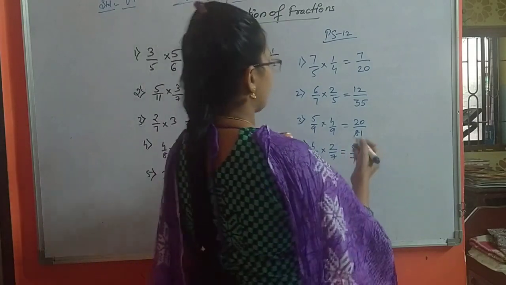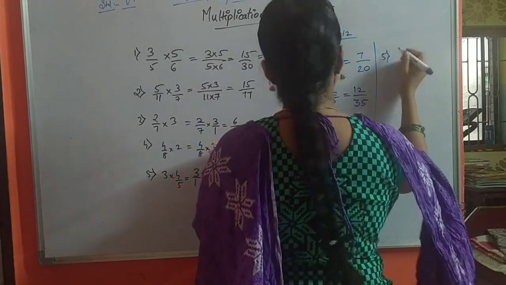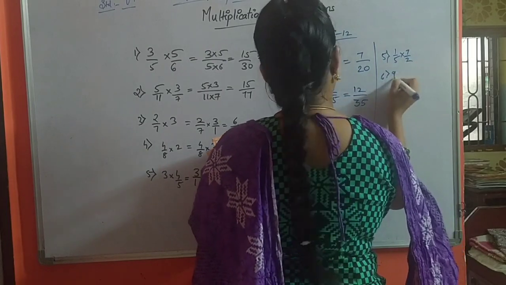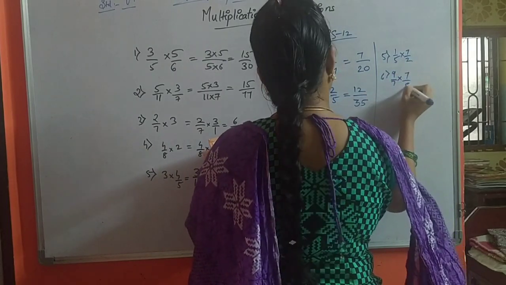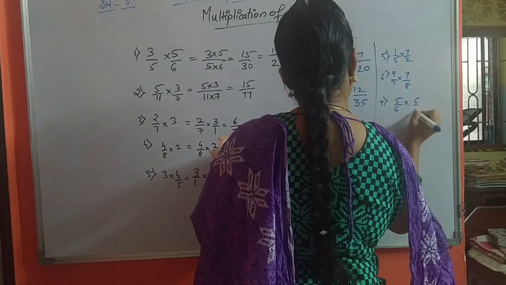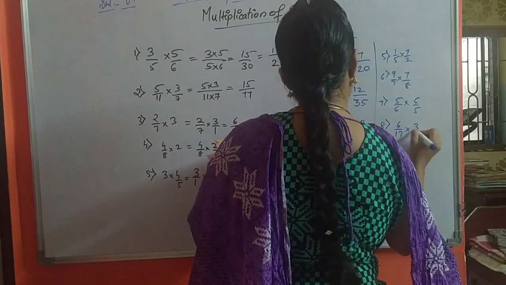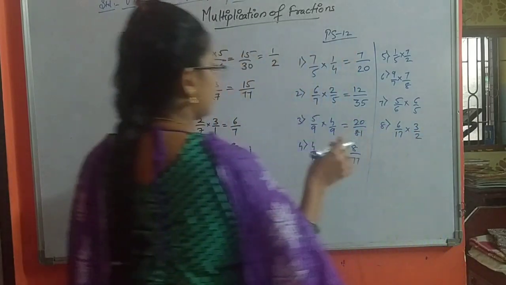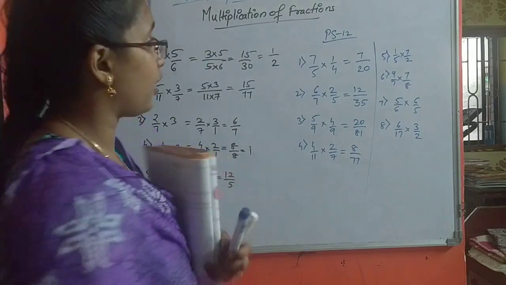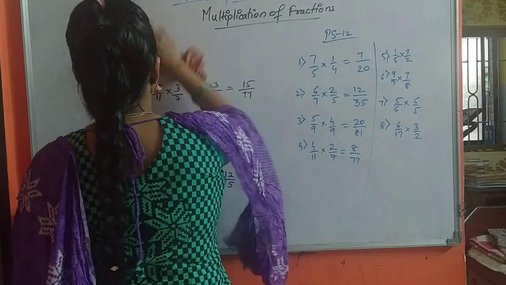Now I'll give you some questions for homework which you can solve in your book as a form of practice. That is 1 upon 5 into 7 upon 2, 9 upon 7 into 7 upon 8, then 5 upon 6 into 6 upon 5, then you have 6 upon 17 into 3 upon 2. So these 4 questions are for homework for practice purposes. Do it so that you can understand more how to solve multiplication of fractions.